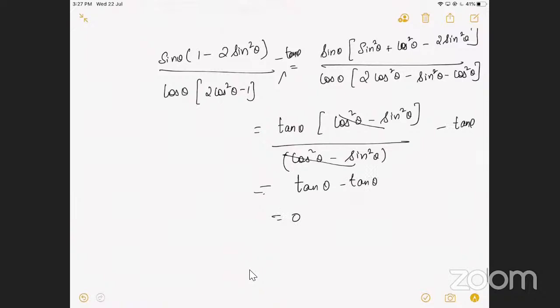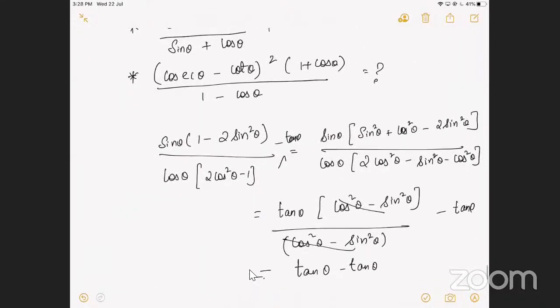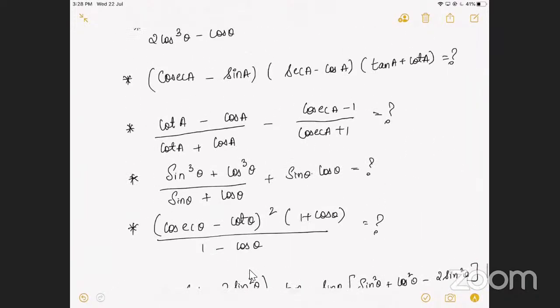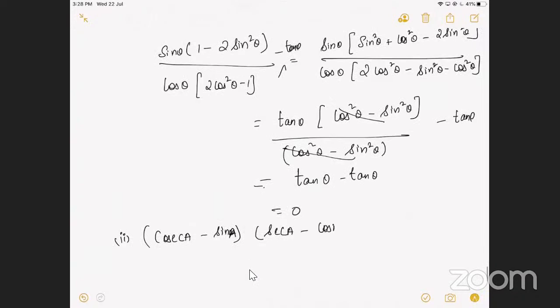Good. Jatra, can you explain the second part? Yes, sir. For the second part, it is cosec A minus sin A multiplied by sec A minus cos A multiplied by tan A plus cot A. So in the first bracket, cosec A can be written as 1 upon sin A minus sin A.